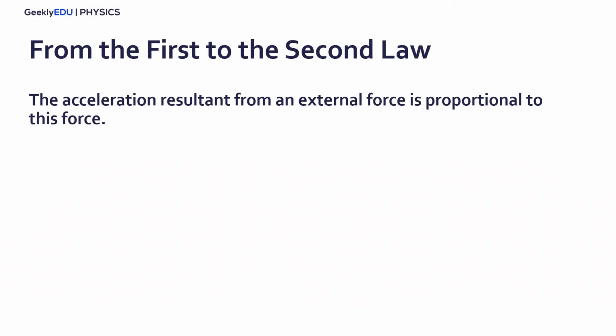To better understand the second law of motion, we need to go back to the first one. The first law of motion is about inertia, and it says that we only change an object's movement if there's an external force acting on it. So it's reasonable to say that the acceleration resultant from an external force is proportional to this force. Also, that it's inversely proportional to the mass of the object.